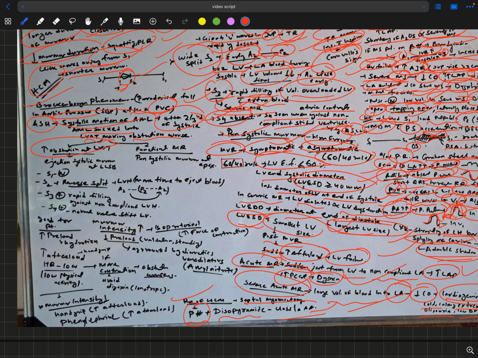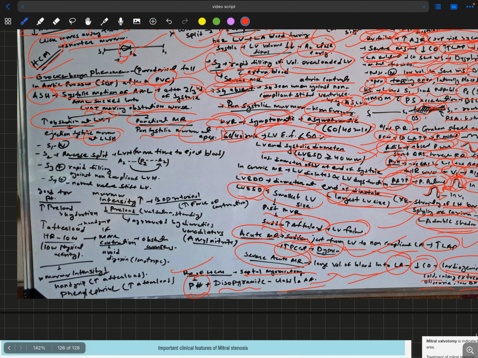So obstruction of the LVOT will lead to an ejection systolic murmur at the lower left sternal border, and there will be functional MR that will lead to a pansystolic murmur at the apex. S1 will be normal, S2 will be reverse split due to LVH. It has more time to eject blood, so A2 will move behind P2, so there will be reverse split.